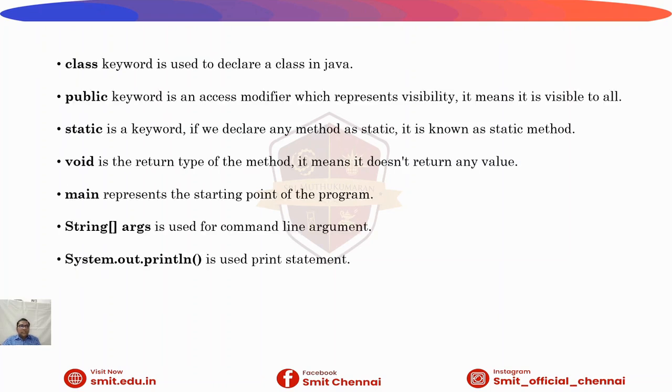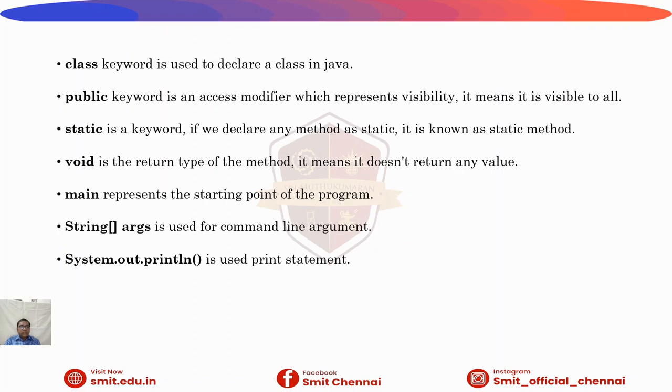Now first we see each and every component of this particular basic programming structure. First one is class. Class is a keyword which is used to declare a class in Java. And public is an access specifier or access modifier which represents the visibility of the class to all other parts of the program. Static is another keyword. When we declare using the keyword static, it is known as a static method. That means the values which you give inside this particular method will not change and remain constant.